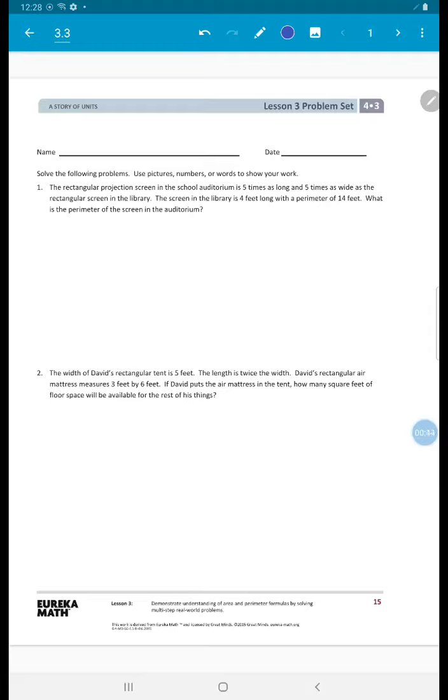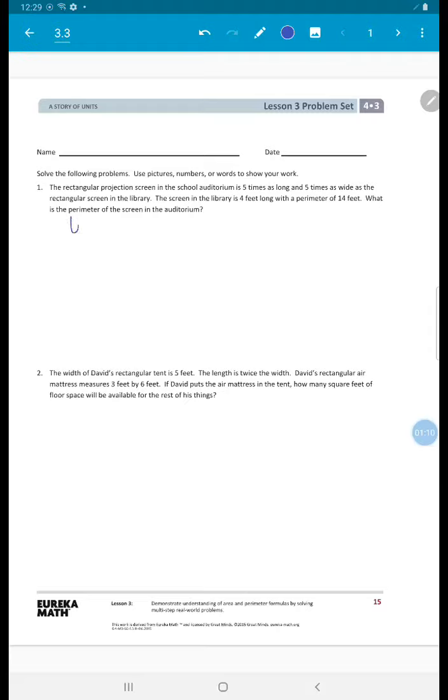And we'll get started. Number 1 says that the rectangular projection screen in the school auditorium is 5 times as long and 5 times as wide as the rectangular screen in the library. The screen in the library is 4 feet long with a perimeter of 14 feet. What is the perimeter of the screen in the auditorium?